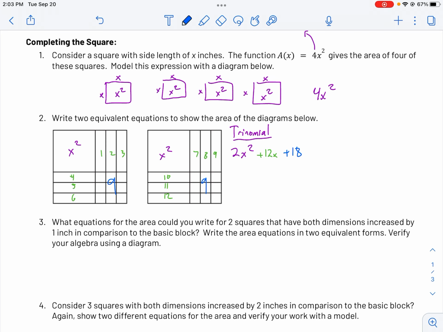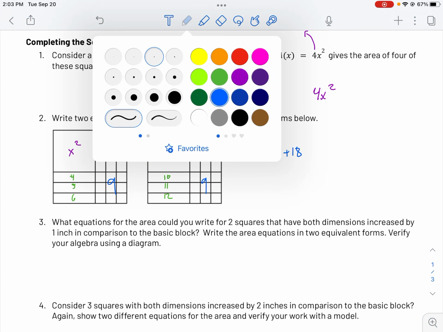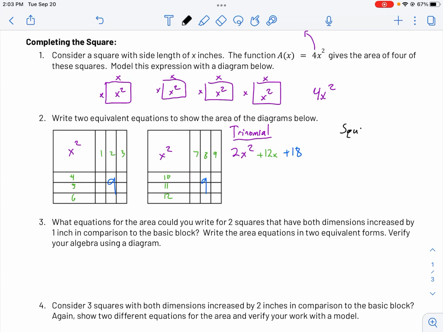Now the other way is the square of binomials. All right, let's start. We have 2 of these squares, and if we look at our side length, just like we did in Part 1, our side length for each square is x, and then we have plus 3. So it is 2 times (x plus 3) squared, because there's 2 of them. So those are the 2 equations we're looking for in Part 2 here.